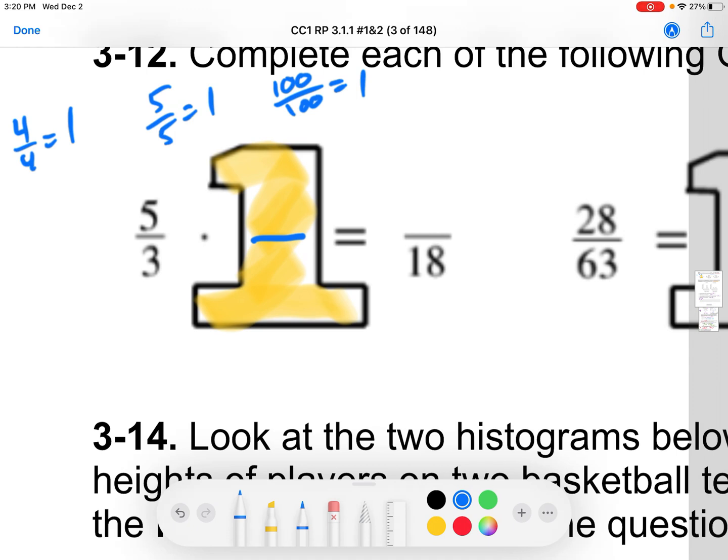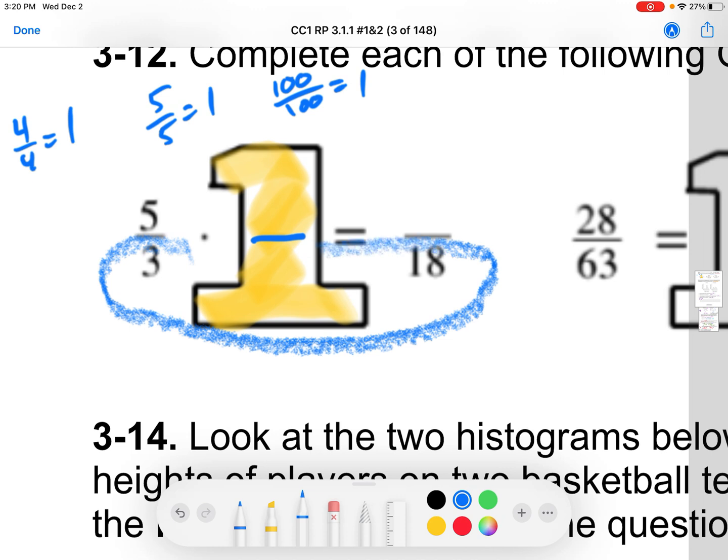So what I'm looking at is I'm going to put my attention to this denominator right here, okay? And I'm looking at it and I think to myself, 3 times what number equals 18, right? So what number is that? That number has to be 6, right? 3 times 6 is 18.